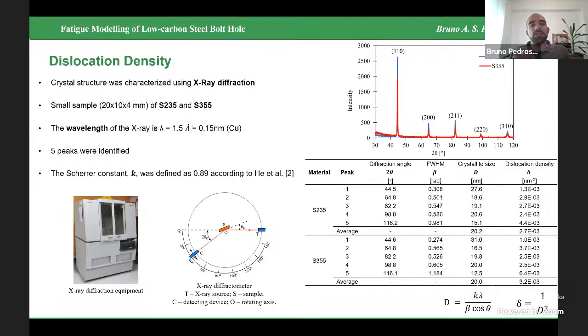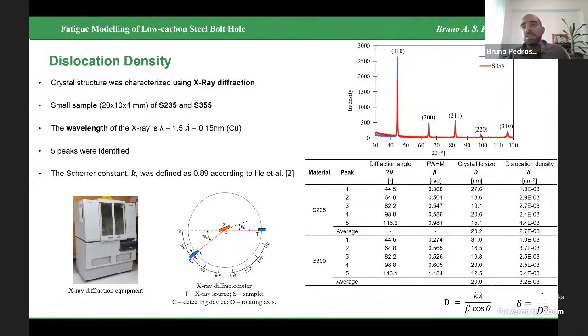Then the determination of the dislocation density was conducted using the X-ray diffraction technique. A small sample of S235 and S355 was extracted from a plate and exposed to a monochromatic copper X-ray. The diffractometer then measures the diffraction angles and the intensity of diffracted beams. Within the 5 peaks identified in the diffractogram, the average value of the crystallite size was determined using the Scherrer equation, assuming a Scherrer constant equal to 0.89.